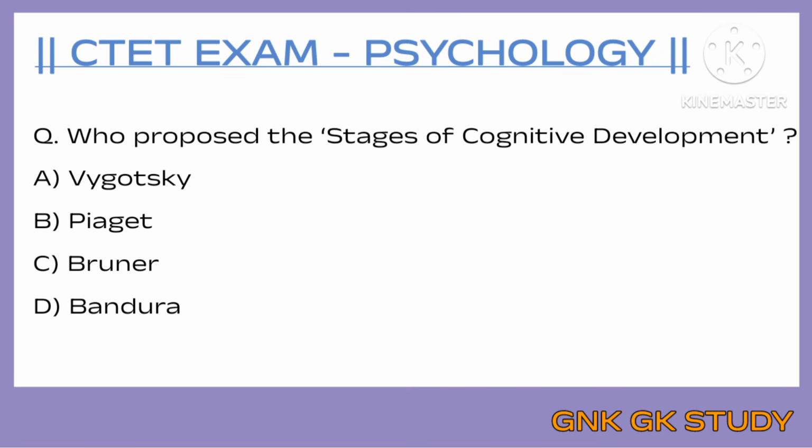Who proposed the stages of cognitive development? A. Vygotsky, B. Piaget, C. Bruner, D. Bandura. Correct answer, B. Piaget.